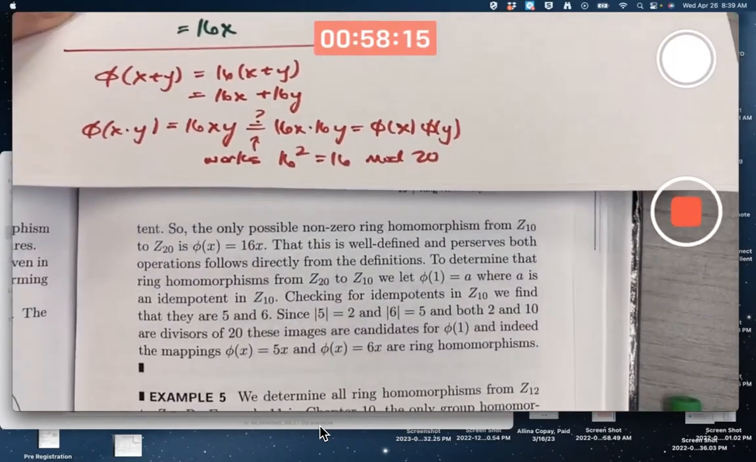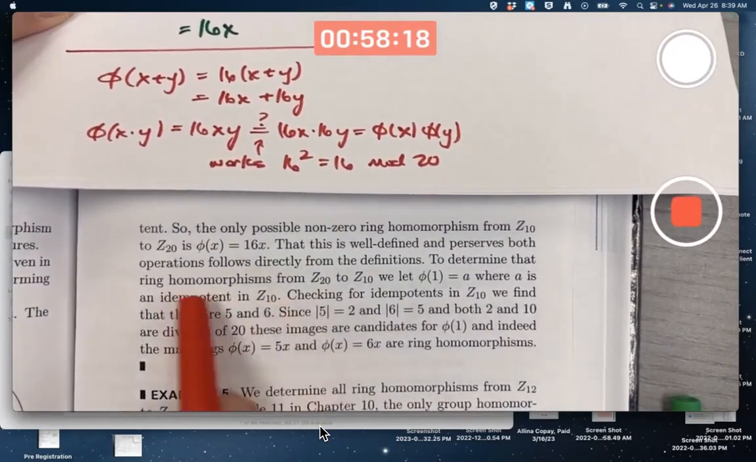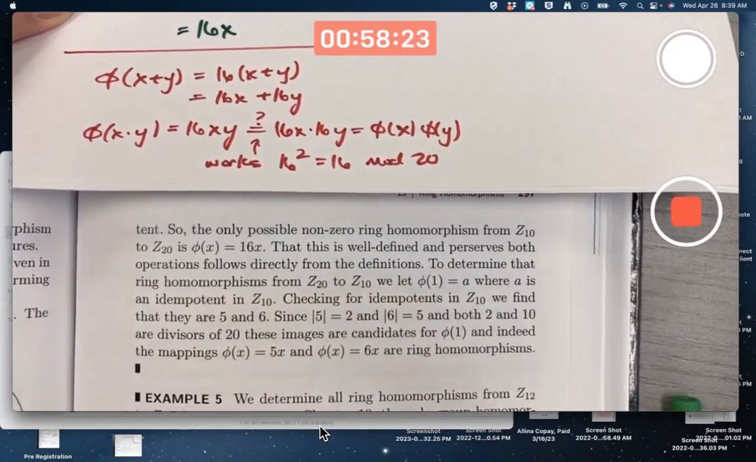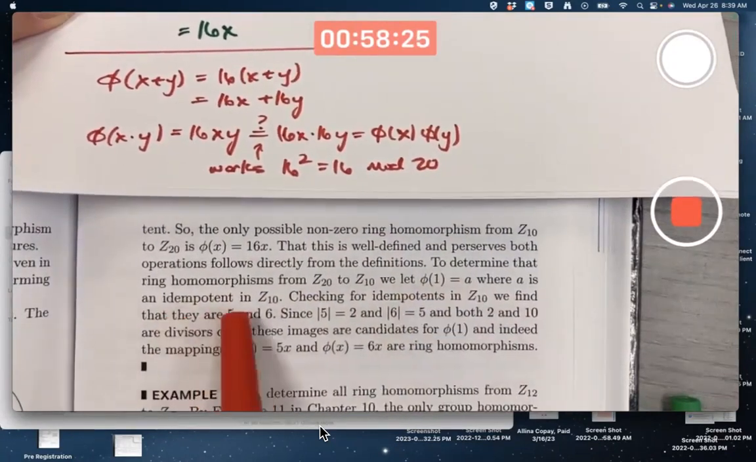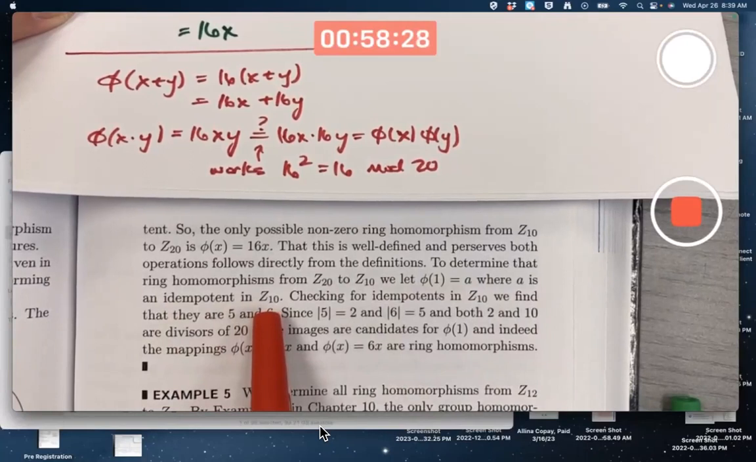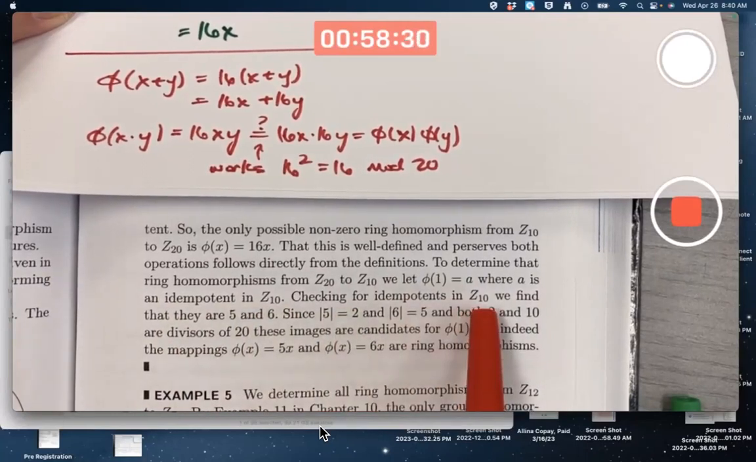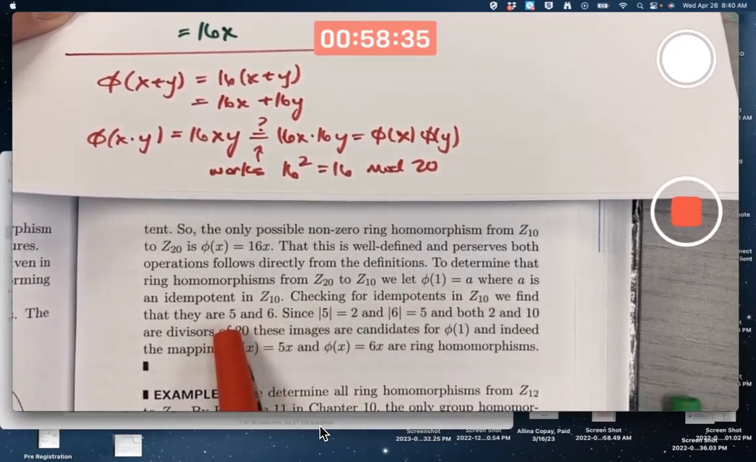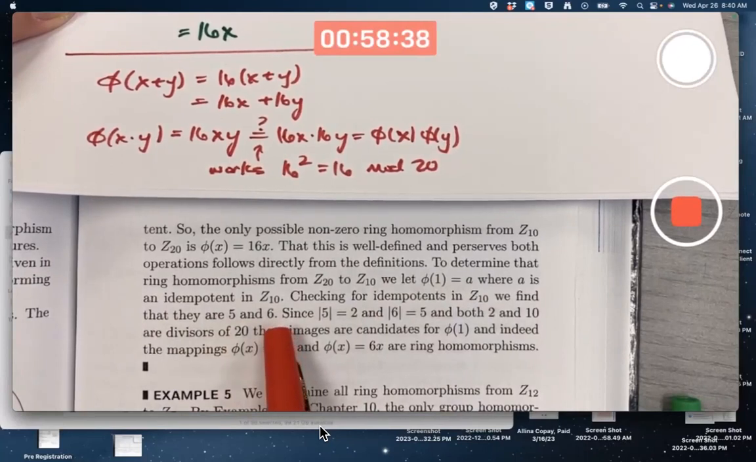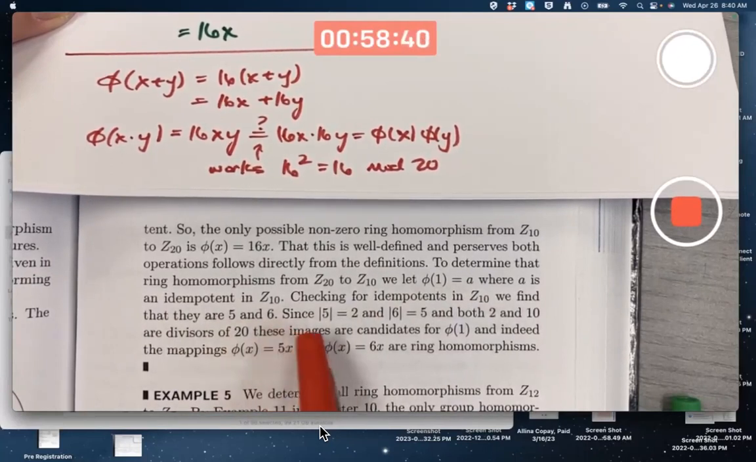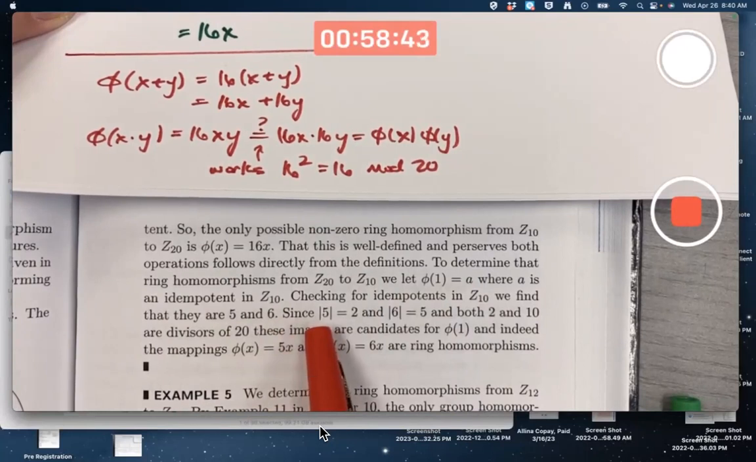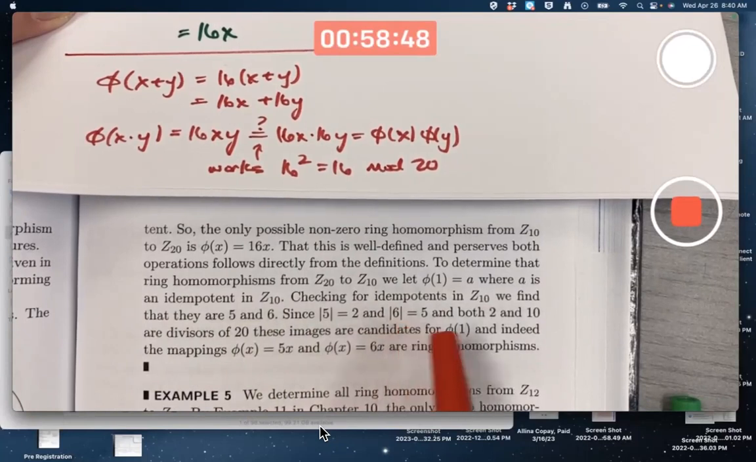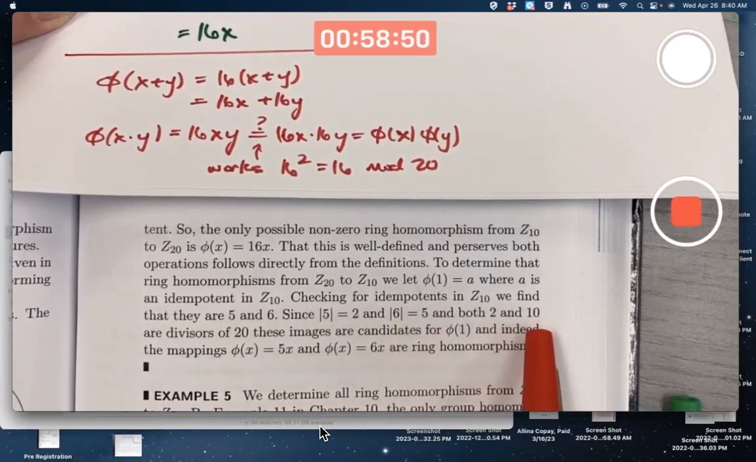The rest of the example thinks about ring homomorphisms the other way, from Z20 to Z10. But the argument is similar. Phi of 1 is A, where A is some idempotent in Z10 by the same argument. Checking for idempotents in Z10. There are only 2 of them, 5 and 6. 5 squared is 25, mod 10 is 5. 6 squared is 36, mod 10 is 6. And 5 has order 2 as a group element of Z10. 6 has order 5. And both 2 and 10 are divisors of 20.